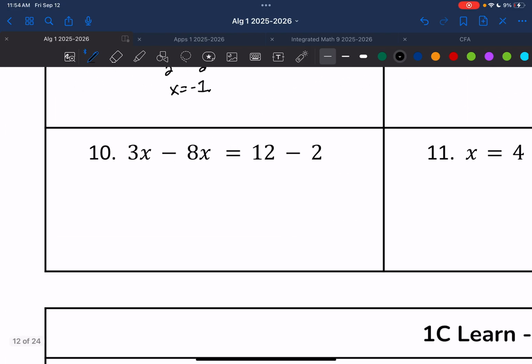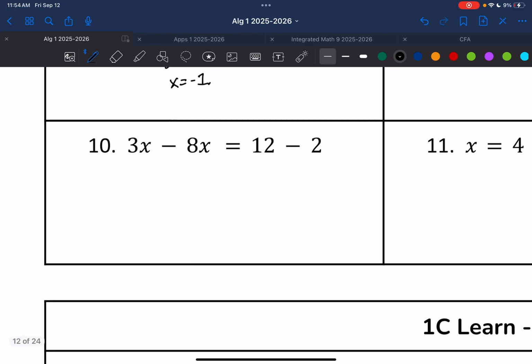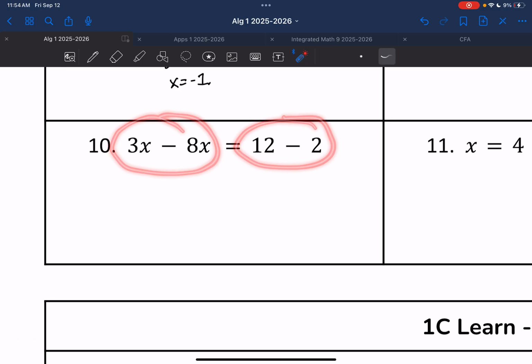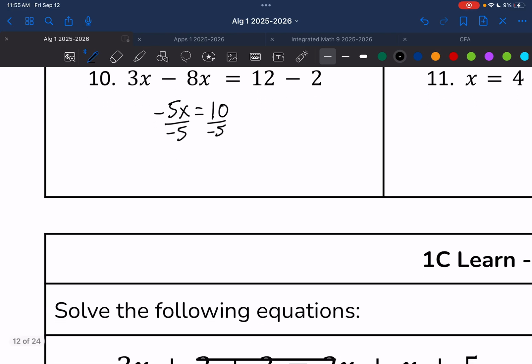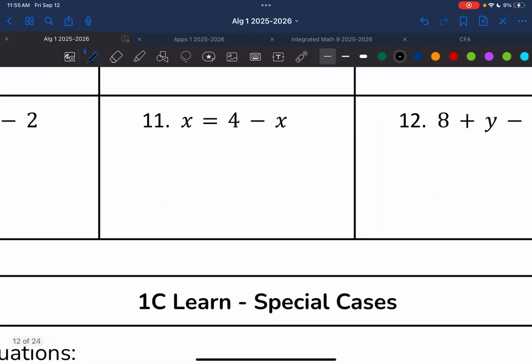All right. Now I need to solve this equation. Before I go moving things to either side, I'm going to notice that I can just combine like terms on either side of the equation here. So 3x minus 8x is -5x. 12 minus 2 is 10. And now I can solve for x by dividing both sides by 5 and get x is equal to -2.